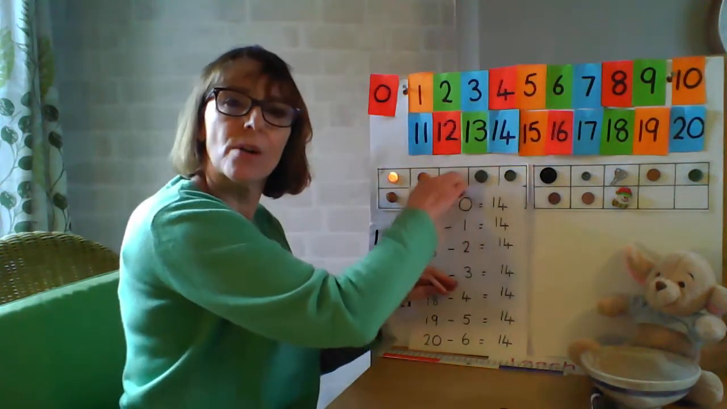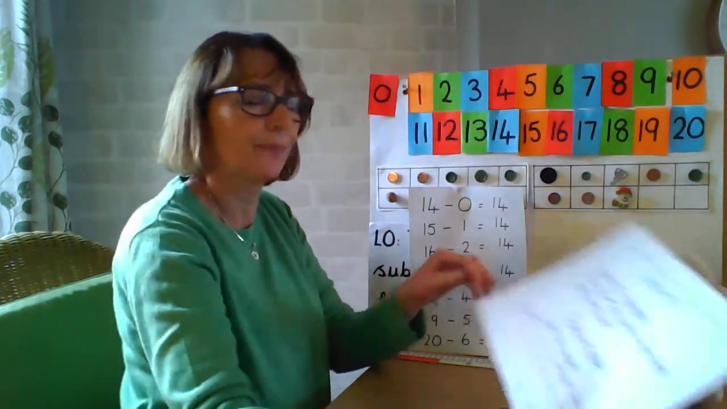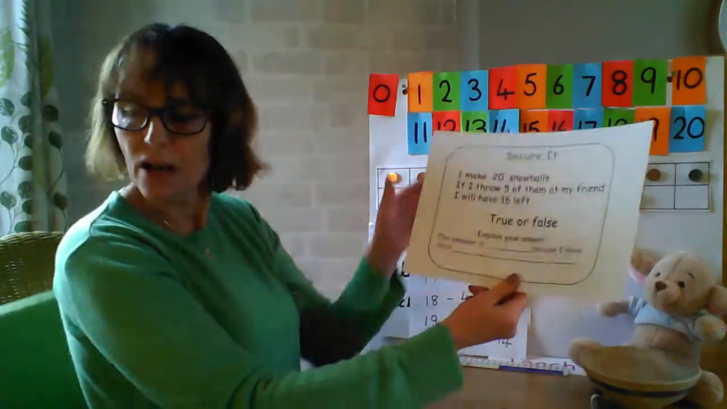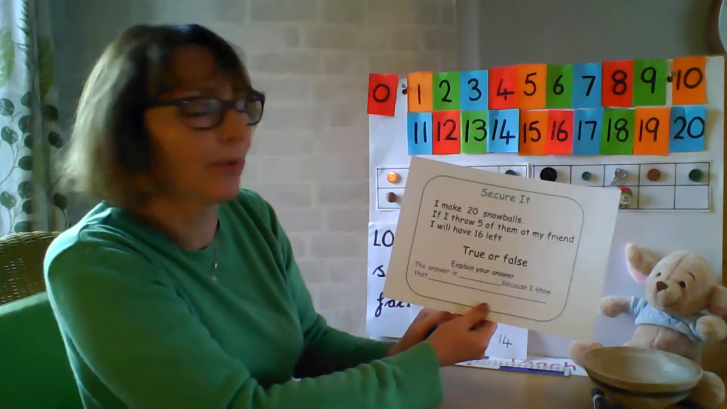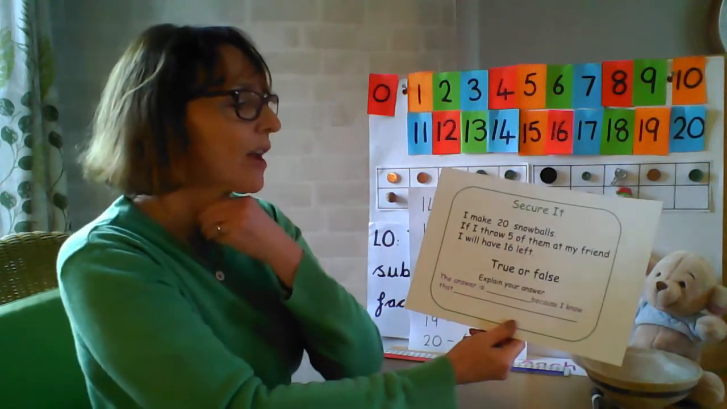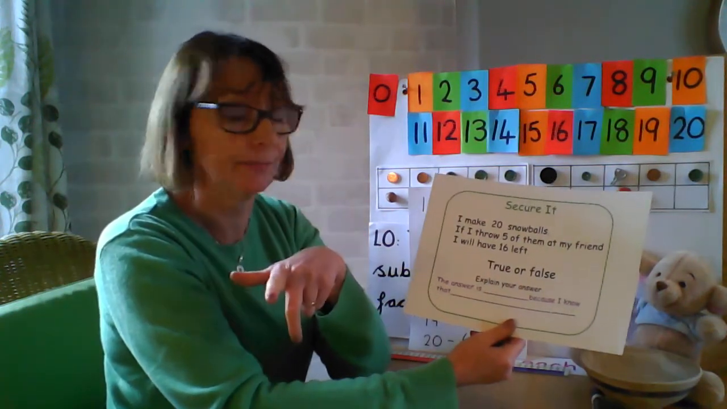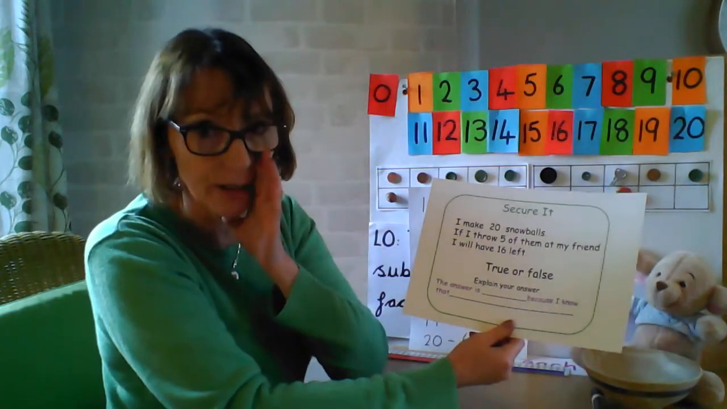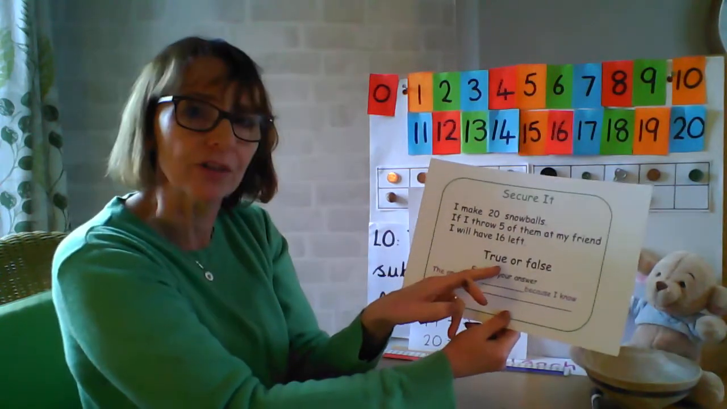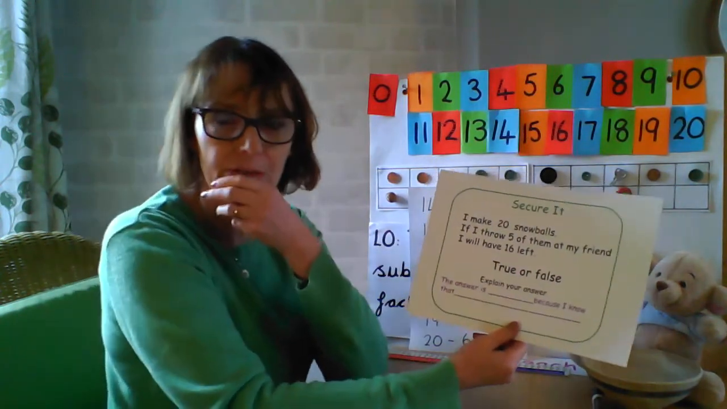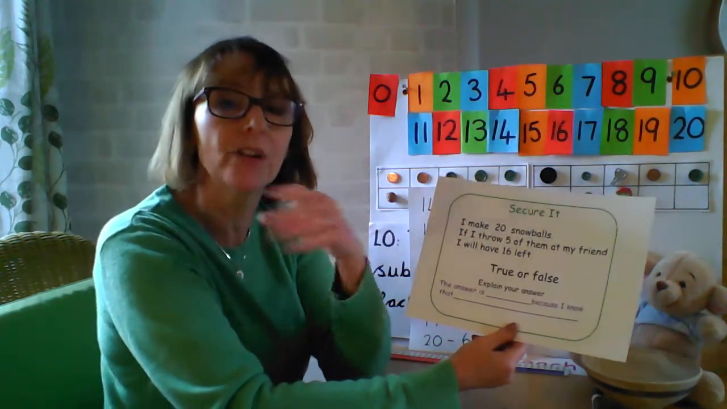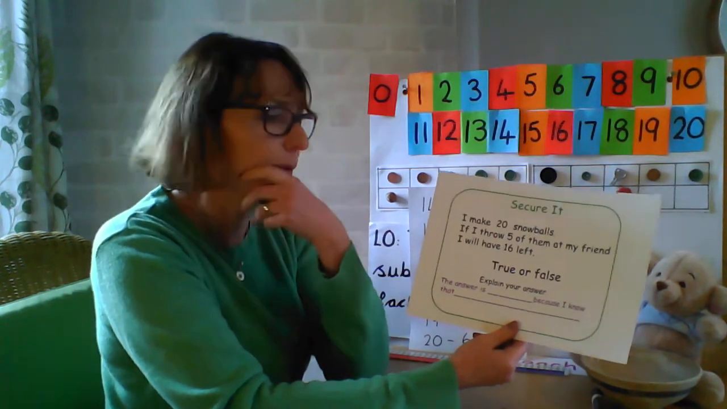I wonder whether you could solve this puzzle for me just before we finish. It says, I make 20 snowballs. That's me, because I did in the snow last week when it snowed. I make 20 snowballs. If I throw 5 at my friend, Mrs. Parker, don't tell her, I'm going to have 16 left. Is that true or false? So am I right? I start with 20, I throw 5, will I be left with 16?